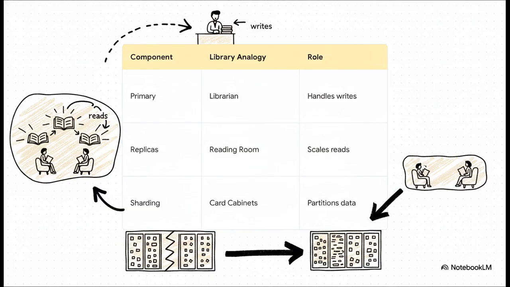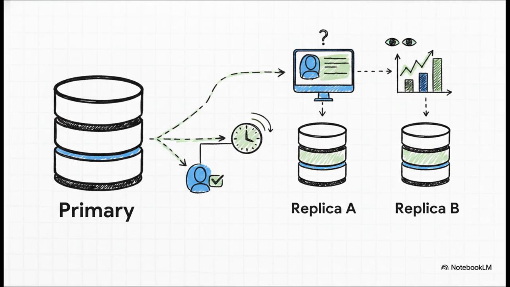So we create reading room copies, the read replicas. Users can read from these practically infinitely scalable copies, taking all that massive pressure off the primary librarian. And finally, when the primary is completely overwhelmed with writes, we have to use sharding. That's essentially splitting the library's massive card catalog into completely separate physical cabinets. Now, read replicas are a massive win, for sure. But you really have to watch out for their hidden failure mode, which is replication lag.